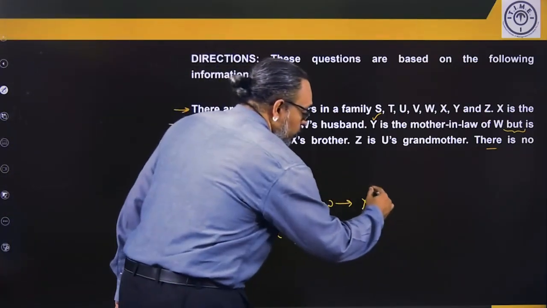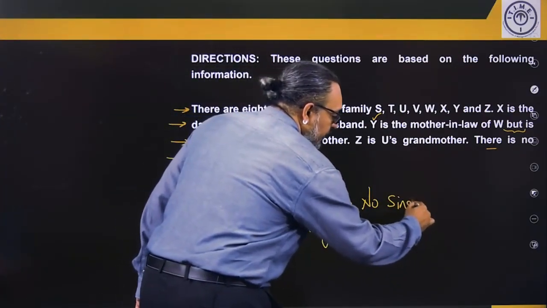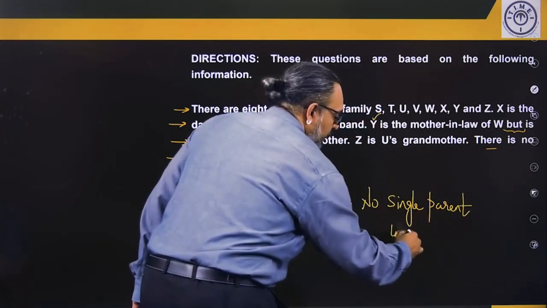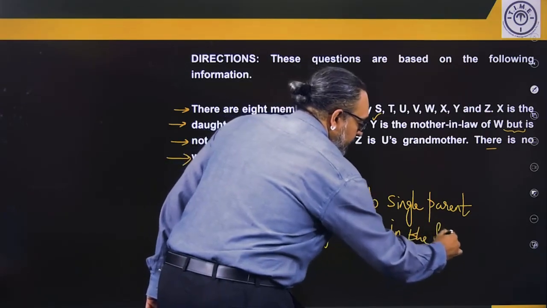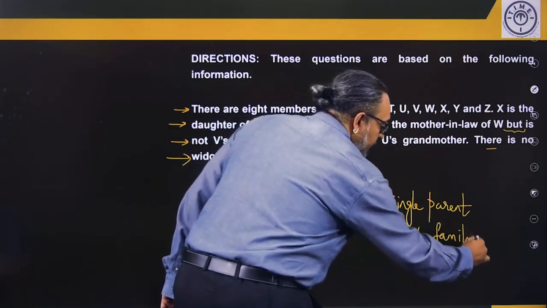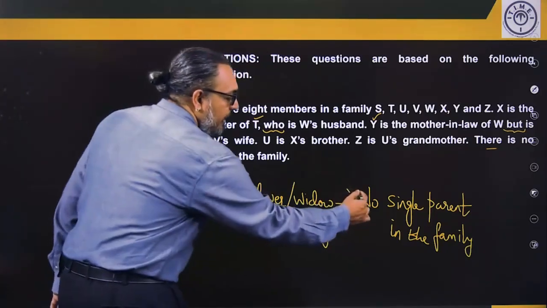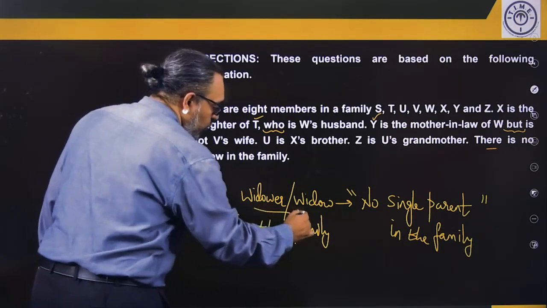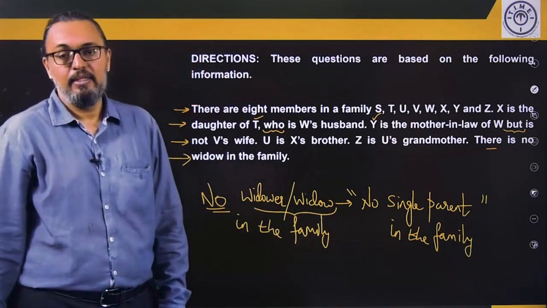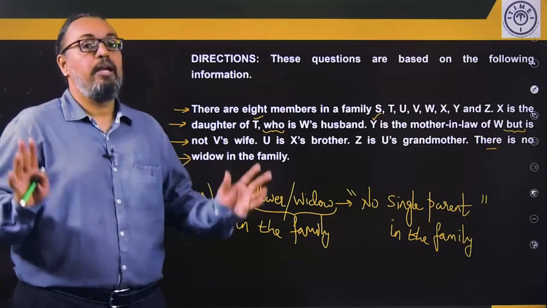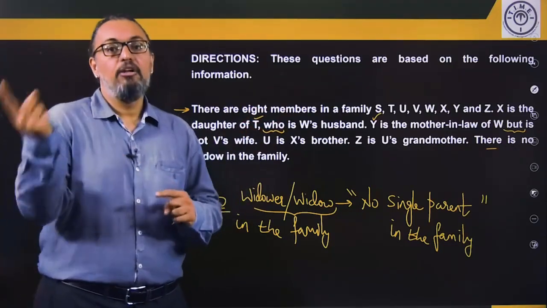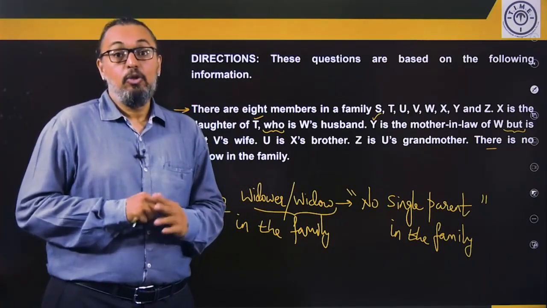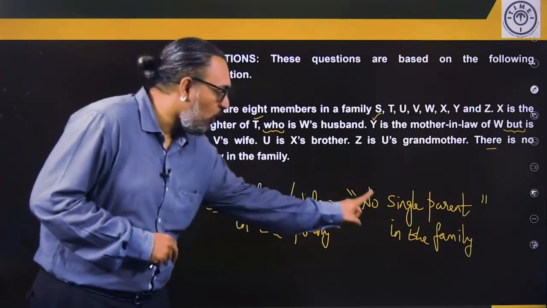No single parent in the family. No single parent in the family. That is how you have to always remember this when he says no widow or widower in the family. Understanding the point? No single parent means no single mother or no single father. If a person has a mother, that person should also have a father. No single parent in the family. That is how you always remember it.